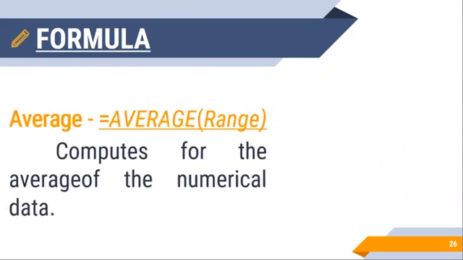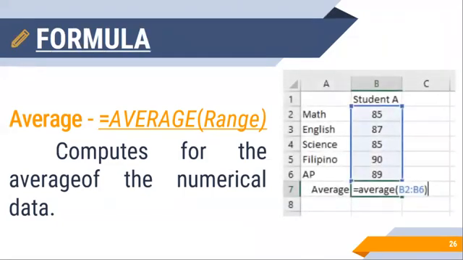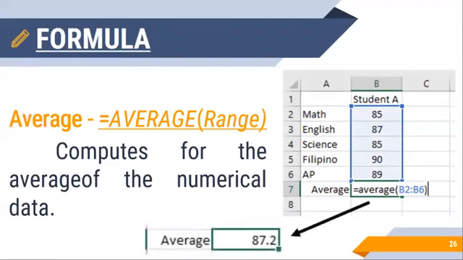We also have the command button or formula for average. So instead of putting many formulas, like adding with plus and then dividing, we can just use AVERAGE. So same as before, start with the equal sign, followed by the word average, and then the range. If for example we want to compute the average of these specific subjects, our range is B2 through B6. So when we press enter, the average appears automatically.